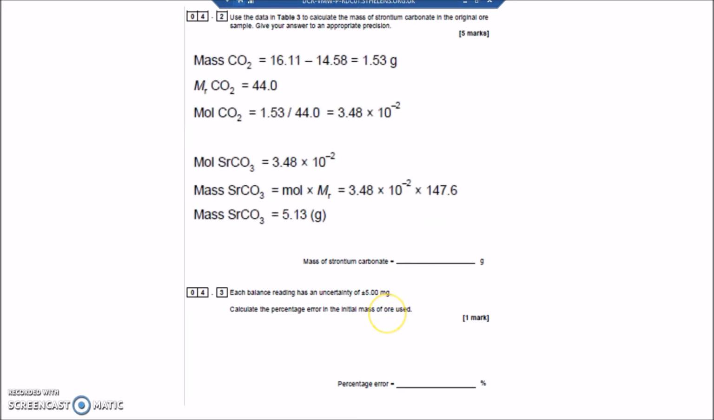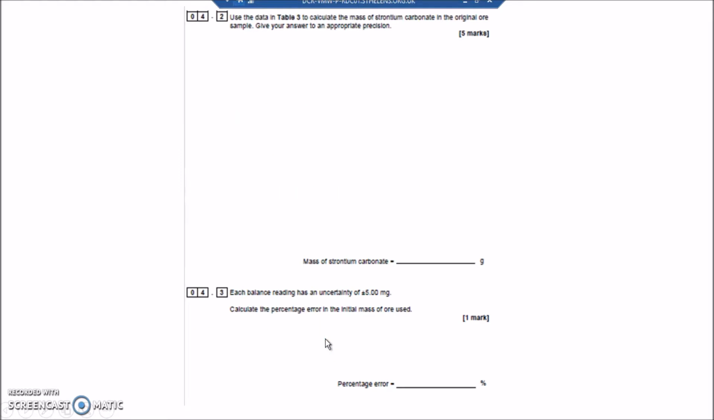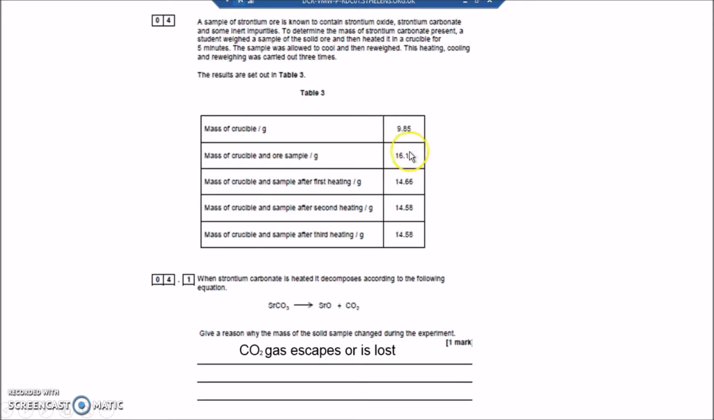So I've got two balance readings. My error is not 0.005, it's 0.005 multiplied by 2. So my error is 0.01. That's my error. So that's how far my readings could be out. I divide by the mass that I've taken. 6.26 is the mass of the ore sample.